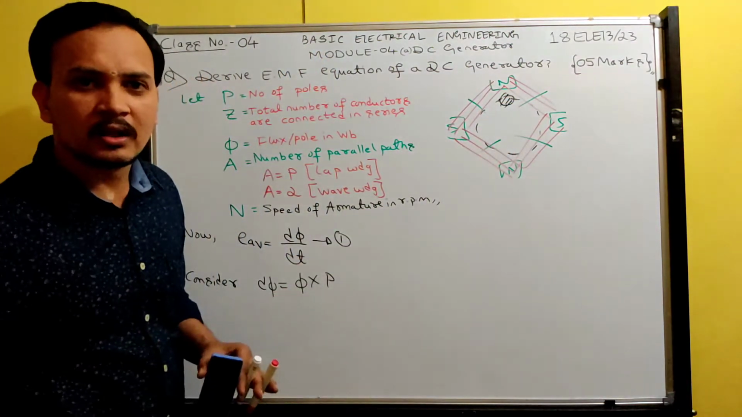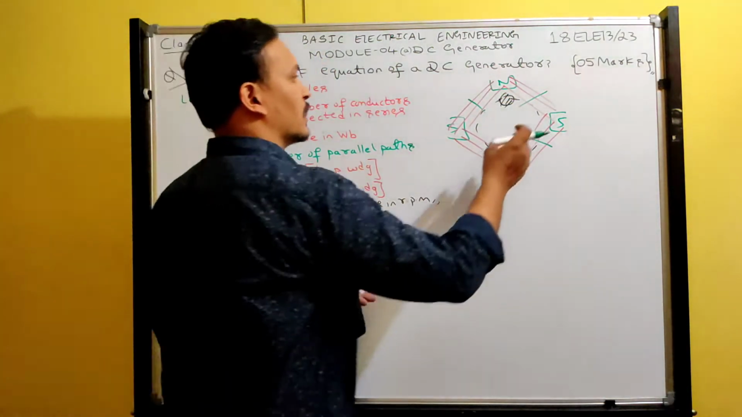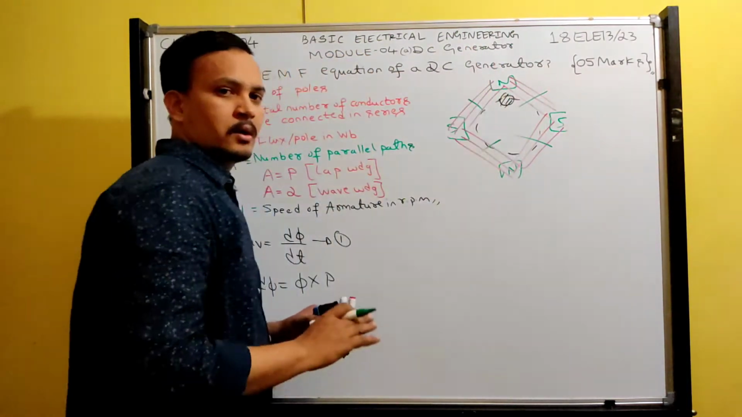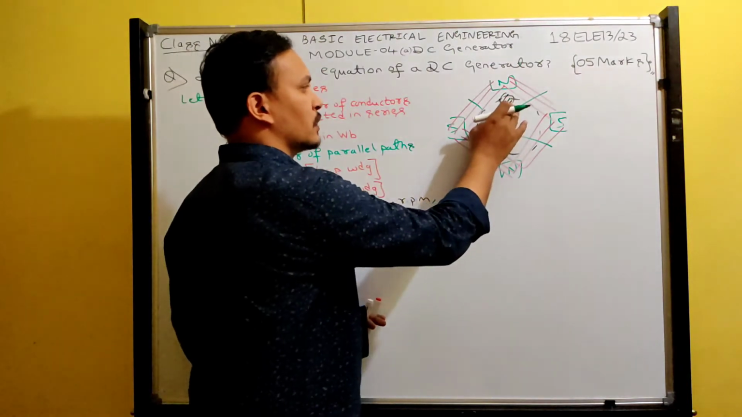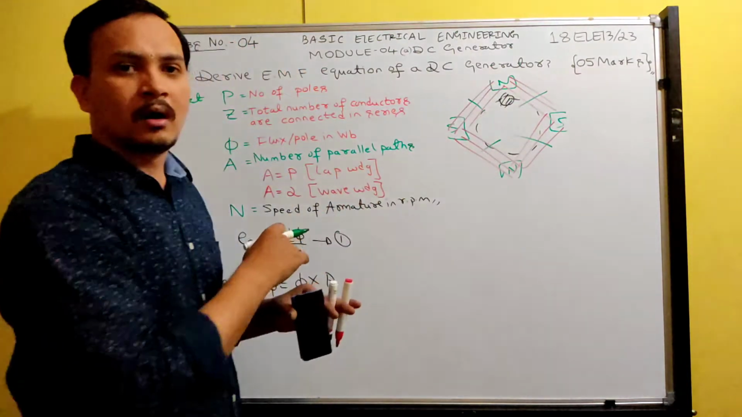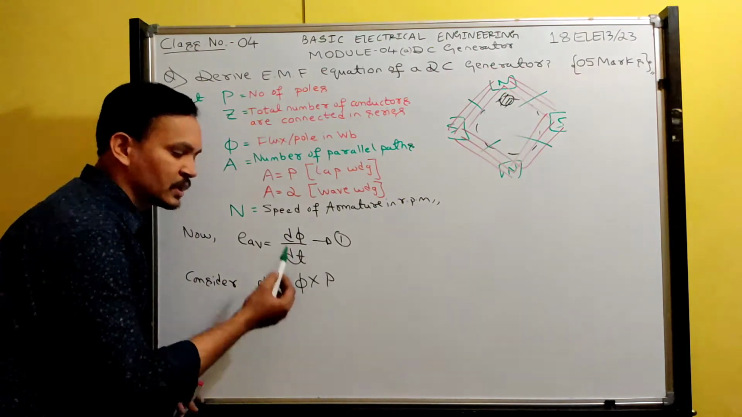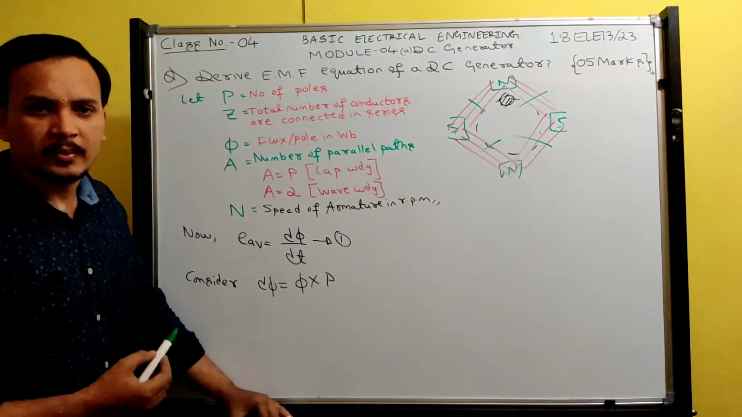The flux is produced by all the poles. Whatever flux is produced by this pole pair, this pole pair, this pole pair, as the conductor rotates, it is going to cut the flux produced by all the poles. That is why we are writing d phi is equal to phi into p.